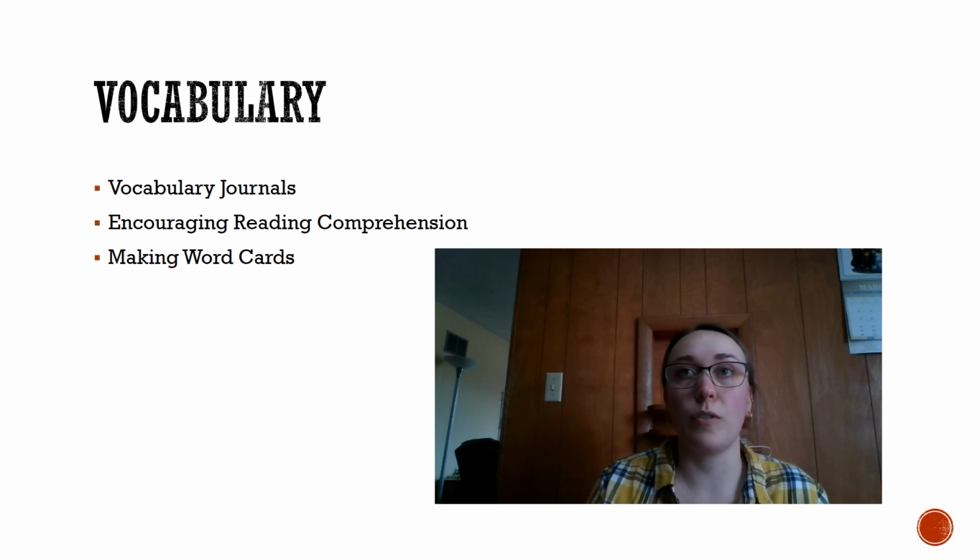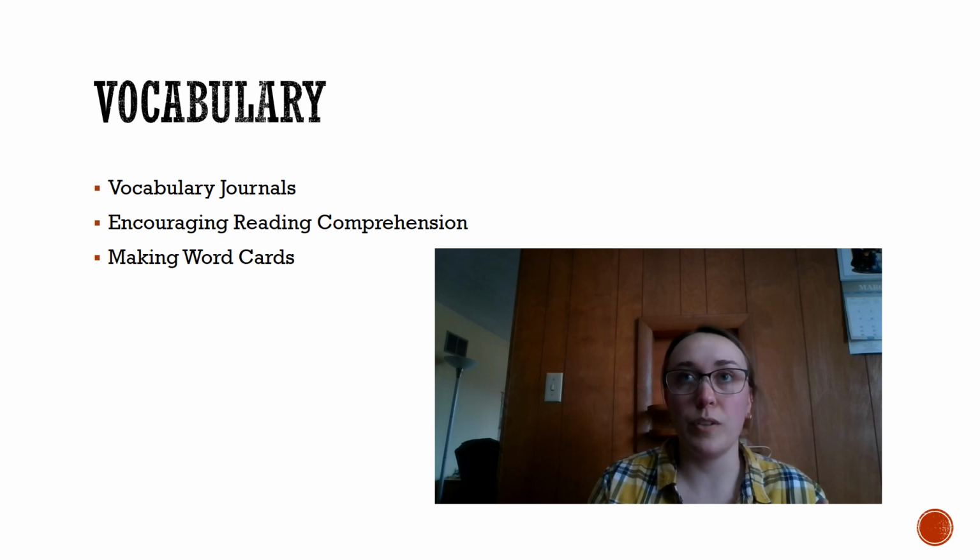The second strategy I have is encouraging reading comprehension. So this would be, for example, if your school uses AR books, this would just be having them read over and over again, or just different books, to help build different vocabulary terminology that they maybe wouldn't necessarily have in their vocabulary already.